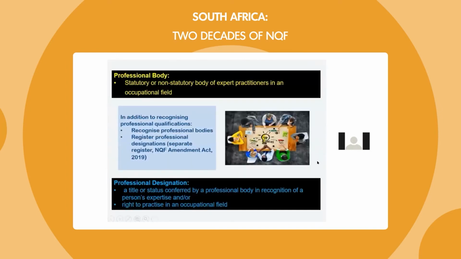We also recognise professional bodies, and we've got a very clear definition of what a professional body is. It is statutory, established by an act of parliament, or a non-statutory body of expert practitioners in an occupational field. Then we also register their designations, and the designation is the title that is conferred by the professional body in order to recognise the person's expertise and or the right to practise in an occupational field.